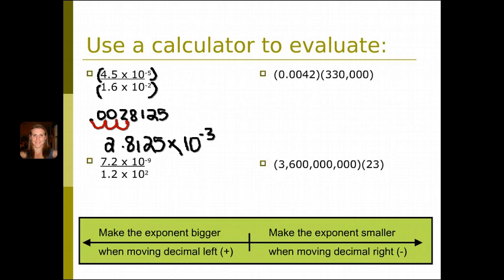So again, when I used my calculator to evaluate this fraction, I got my answer as 0.0028125. And then when I change this to scientific notation, I need to make it a number between 1 and 9.9 by moving the decimal place to the right 3 places. Let's try the next example.